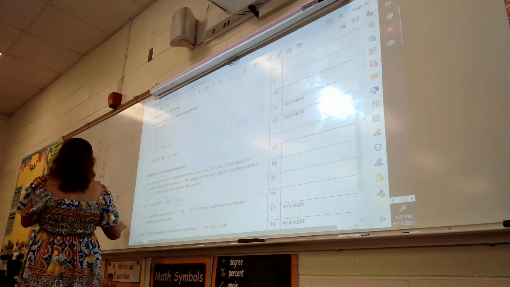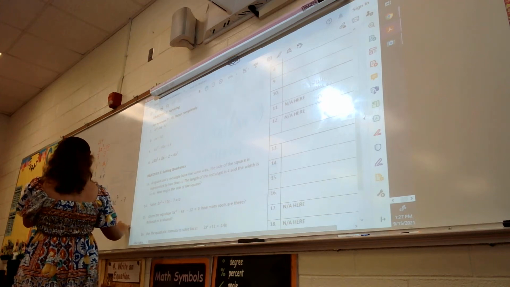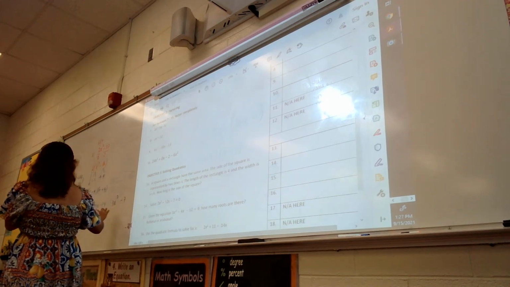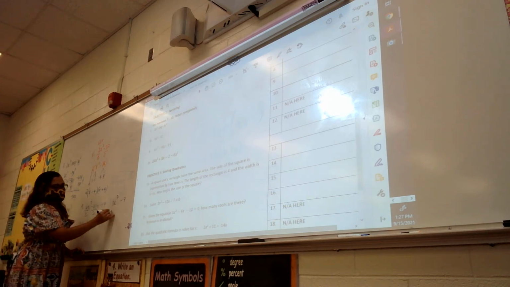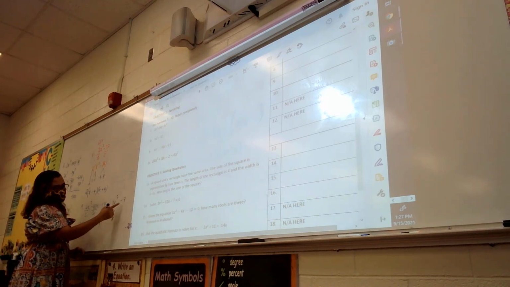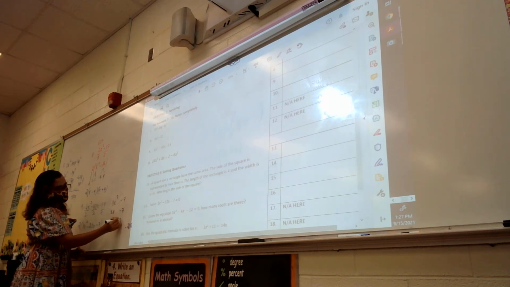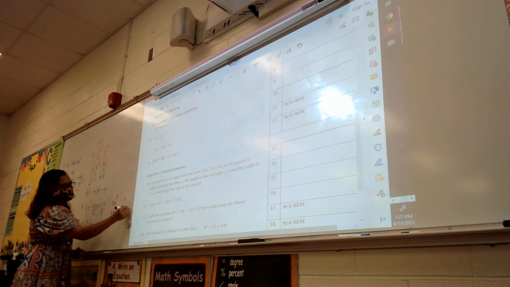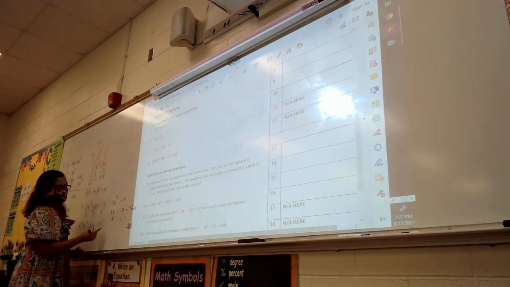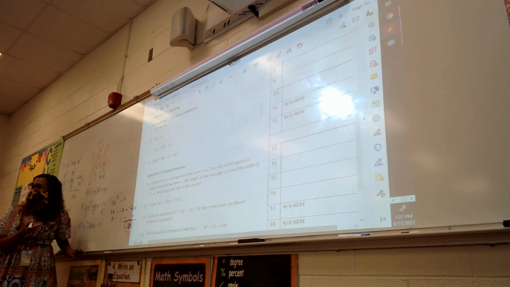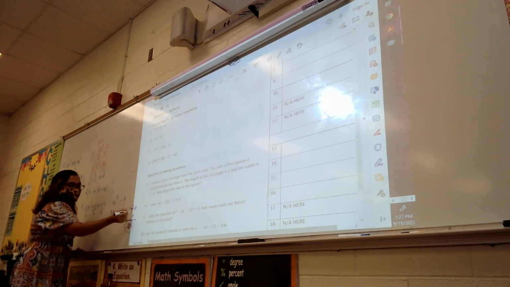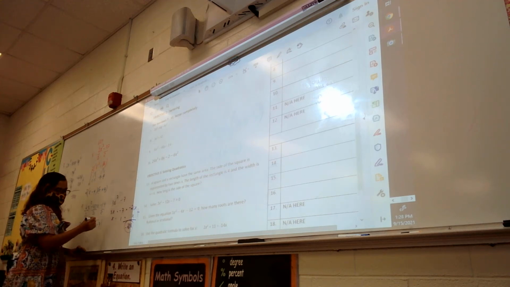So 3x squared, negative 7, negative 20x. Factor 3x squared: 3x and x. Factor negative 7: negative 7 and 1. Okay, let's check. That's negative 21x, and that is x. Once we add these two, we have negative 20x.